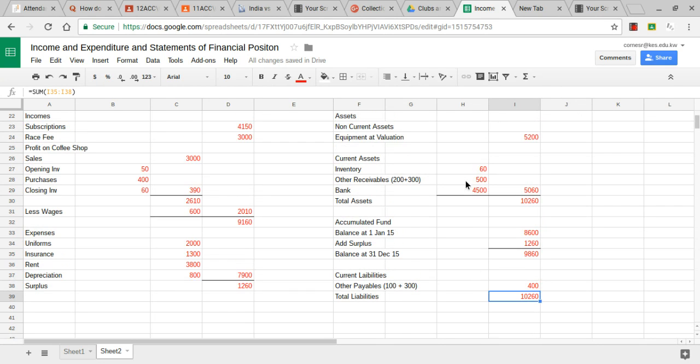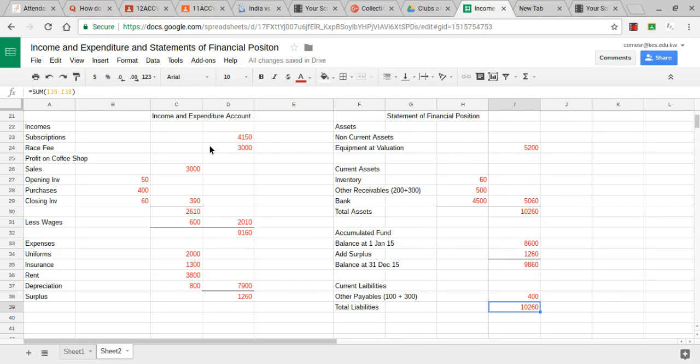Any questions, ask me. The big thing to remember from this, these final accounts are very similar to what we've already done, so you haven't got that much new that you need to learn. Just a few titles, surplus and deficit, accumulated fund, and it's income and expenditure account, not income statement.